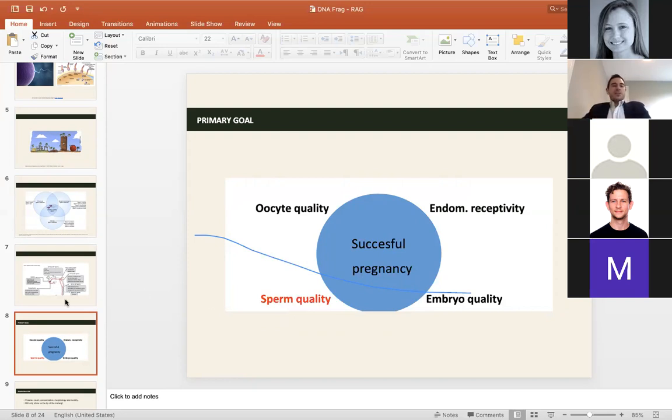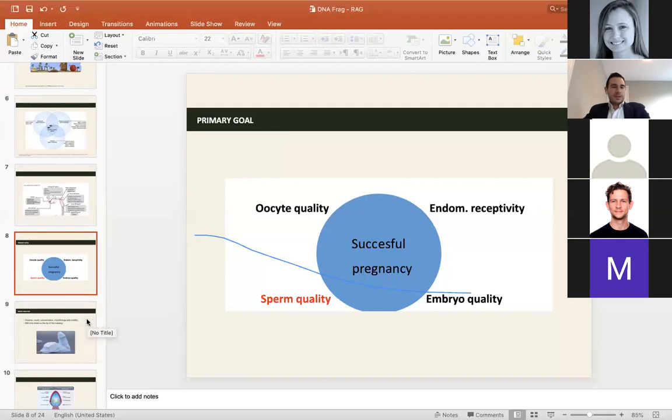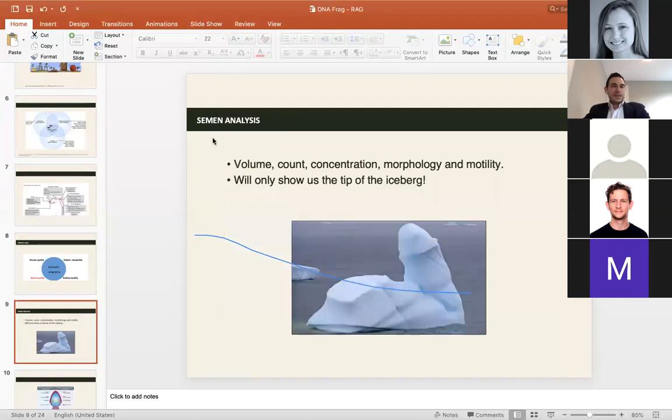And as I mentioned, for the longest period, the quality of the sperm was only tested with a single test that we all know, which is semen analysis or sperm analysis. But basically, we know now that semen analysis is only a very simplistic measure of the sperm quality and sperm structure. And it will only show us the tip of the iceberg. If you think about it, volume, count, concentration, morphology, and motility, these are all parameters that are shown by the semen analysis, and these are only very basic indicators.